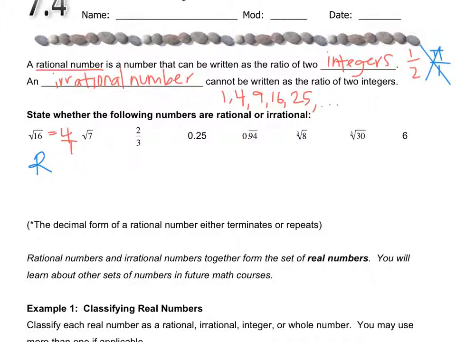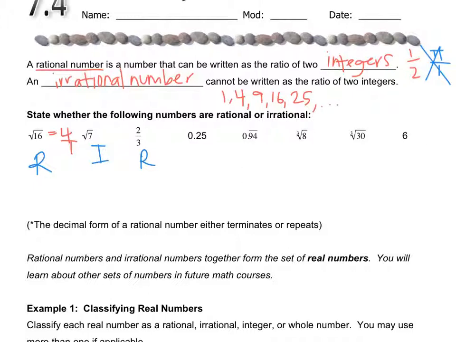All right, so now that we have that down, 7 is not a perfect square, right? It's not on this list. So since it's not on the list, and we just wrote down the rule of non-perfect squares, then it is irrational. So I'm going to put an I for irrational. The square root of 7 is not a perfect square. It's not an integer. 2/3 is a fraction, and 2 and 3 are both integers, so it's rational.